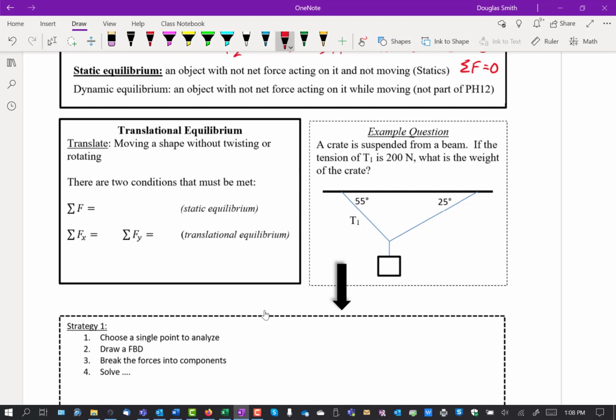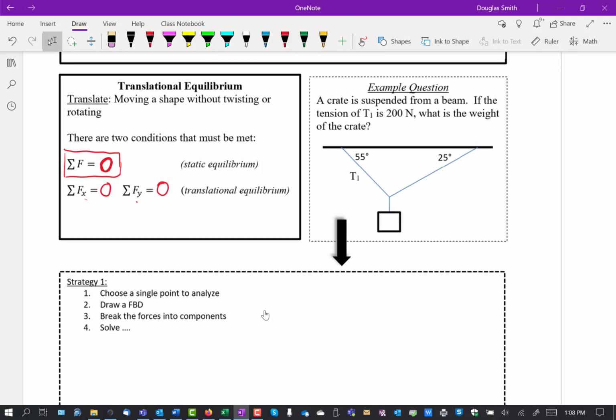So there are two conditions that are met. First of all, the sum of the forces has to be 0. And not only that, but the sum of all the x forces, or horizontal forces, is 0, and the sum of all the y forces, or vertical forces, is 0. This is the overall encompassing idea of static equilibrium, that the total force is 0. And the idea of translational equilibrium is that it's not moving horizontally and it's not moving vertically.